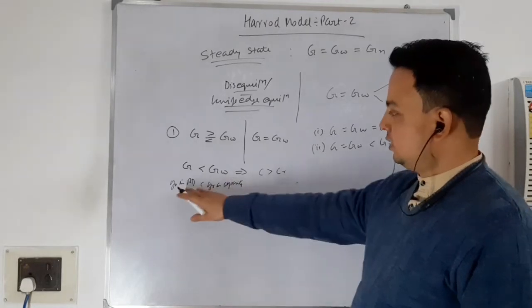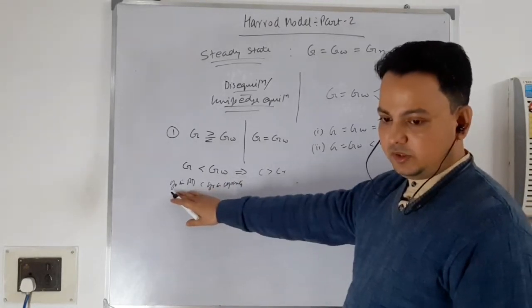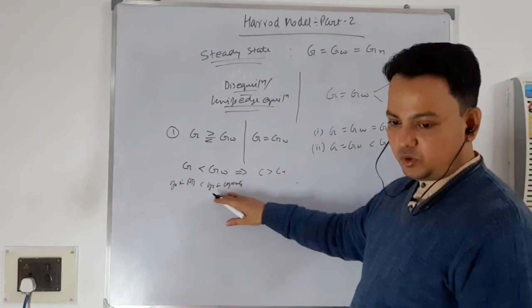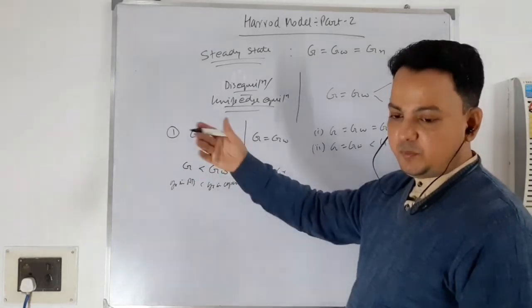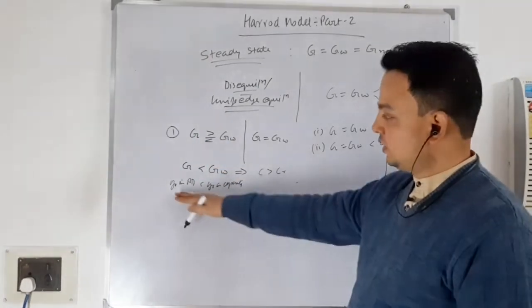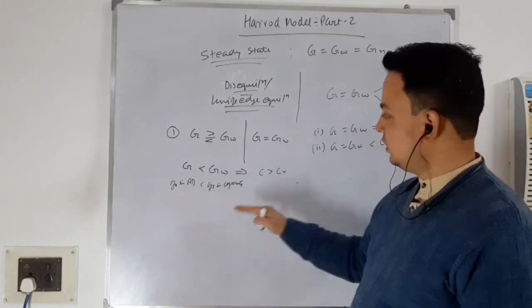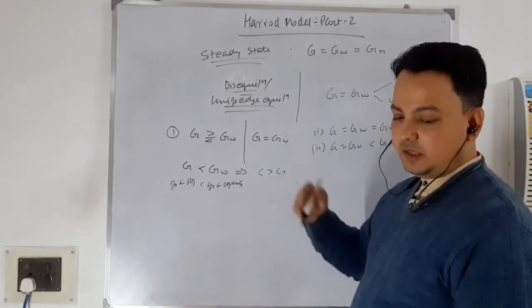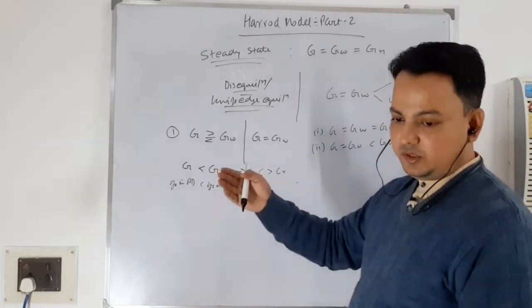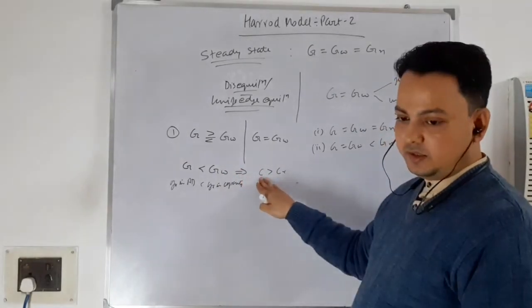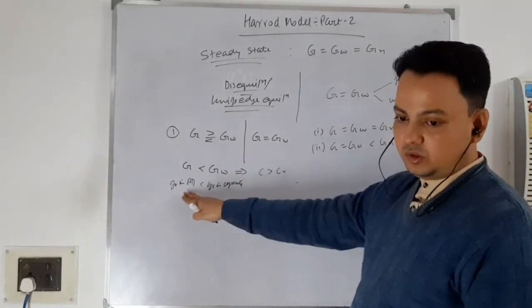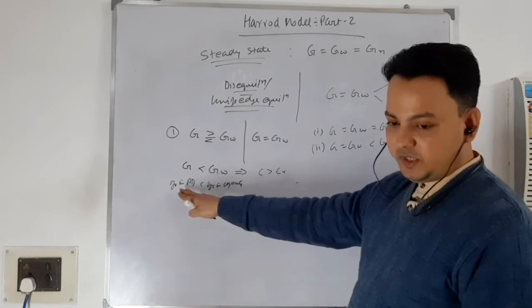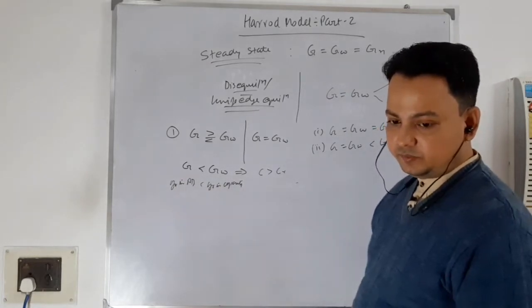Because growth in demand is less than what the producer can produce. Growth in capacity, every period, capacity is growing at a faster rate than growth in aggregate demand. That means the addition to the capital stock in every period by the firm is at a higher rate than what is required, because the requirement is less, because growth in demand is less.